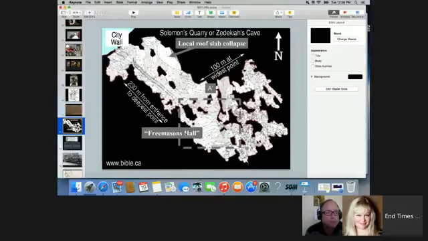This is the main chamber of the cave. It's the biggest part here, this area. And they do a ceremony here once a year in this cave.